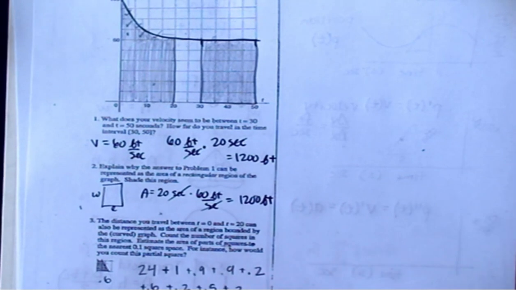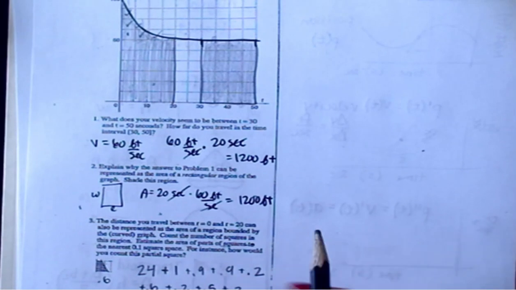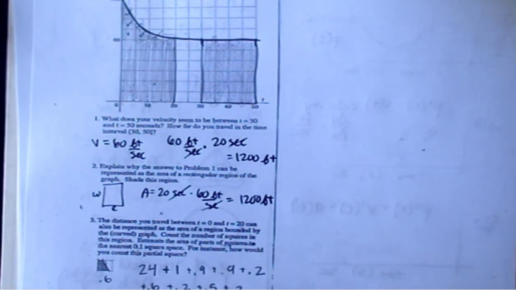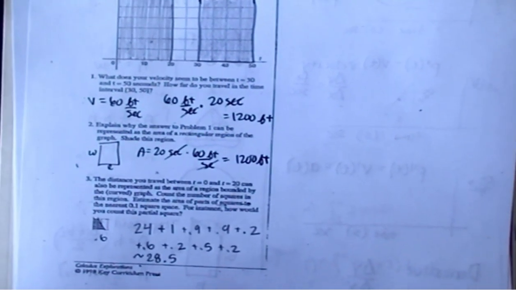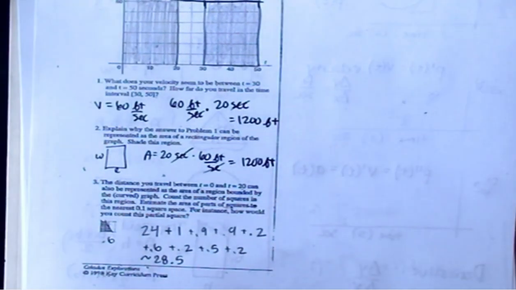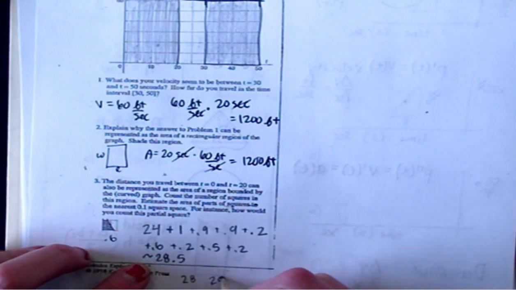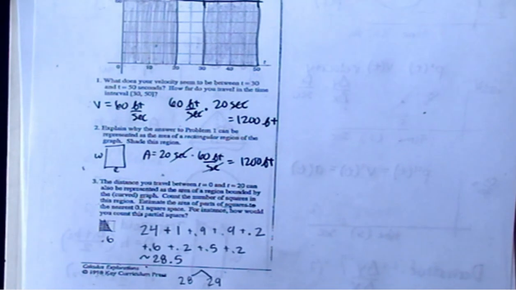0.2. Okay, so we get 25 plus 0.9 plus 0.9, 0.2 plus 0.6 plus 0.2 plus 0.5 plus 0.2. So I get approximately 28.5. Now, I understand everybody counts and estimates differently, but you should not be off by more than like a half of a square. So you should have an answer anywhere between like 28 and 29. Maybe 0.6 off, but you should be pretty close within those two integers here.